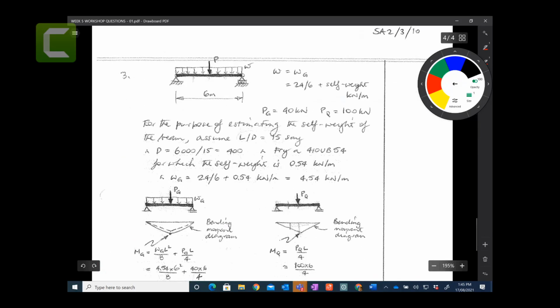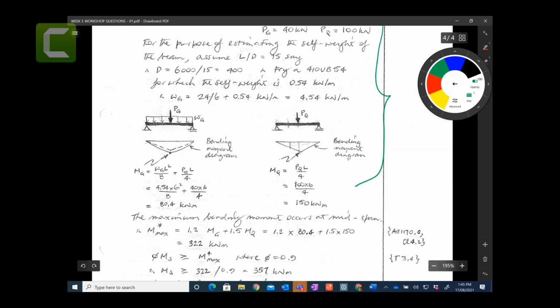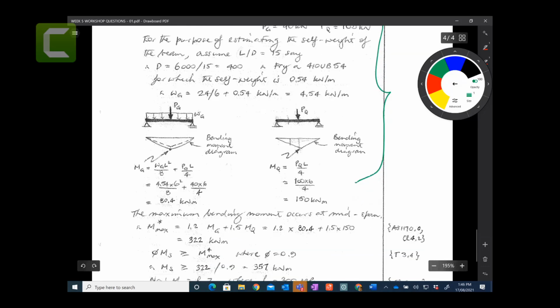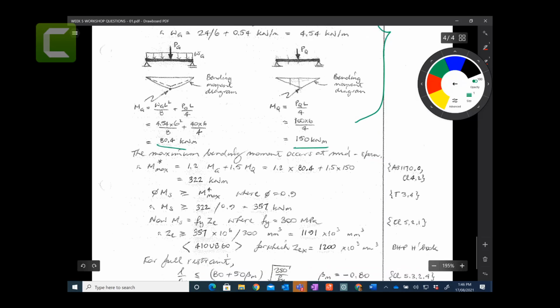Okay, so these details here, I'm not going to go through. Here is just calculating your bending moments. If you go back and check your mechanics of solids knowledge and structural analysis, you can calculate this bending moment. This is 80.4 and 150 kilonewtons, because generally we will give you this bending moment in the test, so you don't need to worry about it. This is just for you to understand the story.